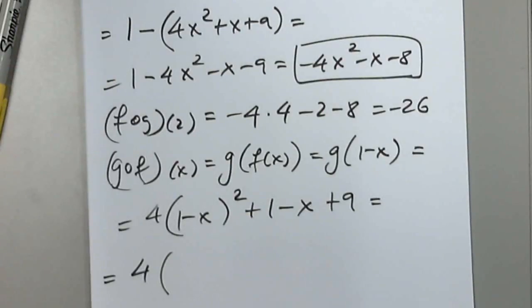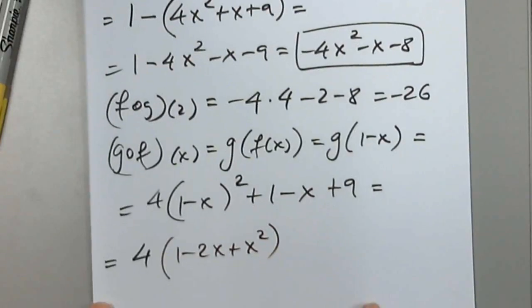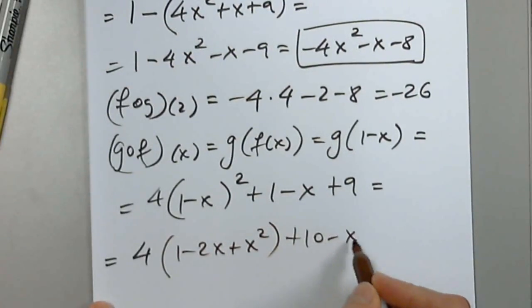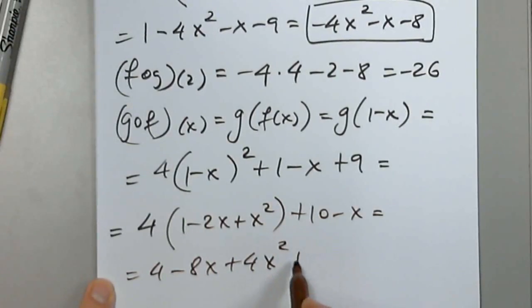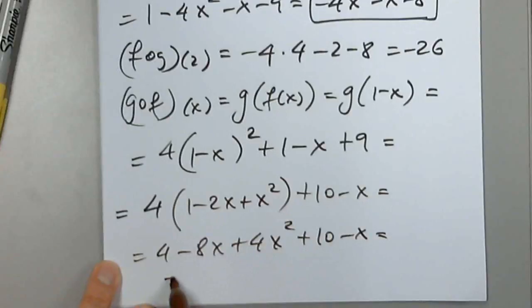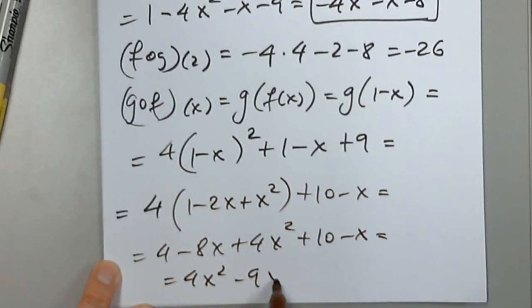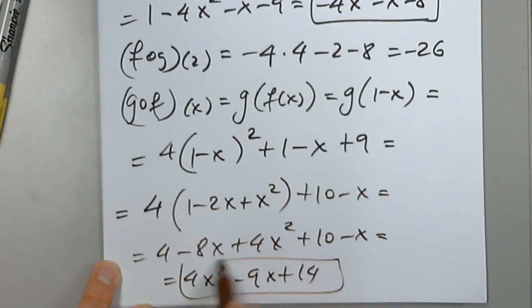Can anyone give us 1 minus x everything squared? That's 1 minus 2x plus x squared. So plus 10 minus x. So this is 4 minus 8x plus 4x squared plus 10 minus x. In descending order, 4x squared minus 9x plus 14.